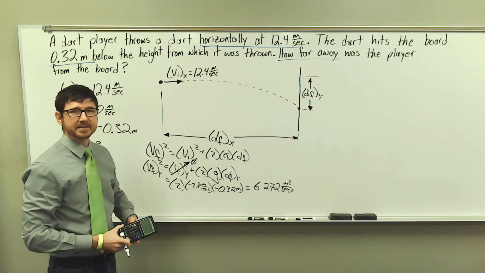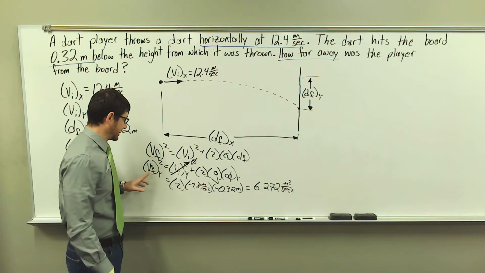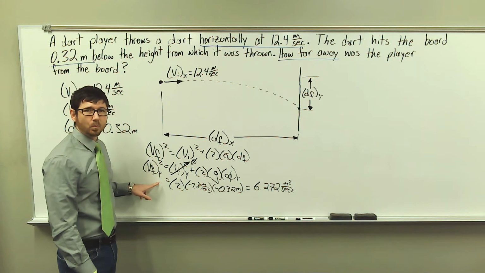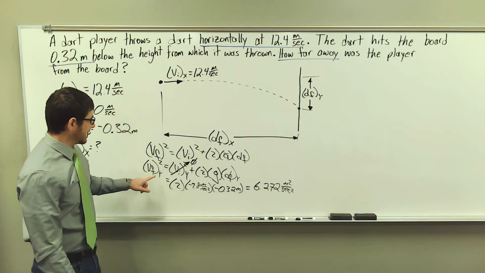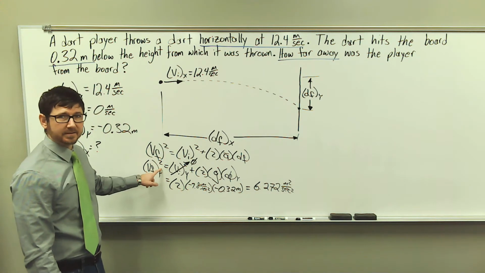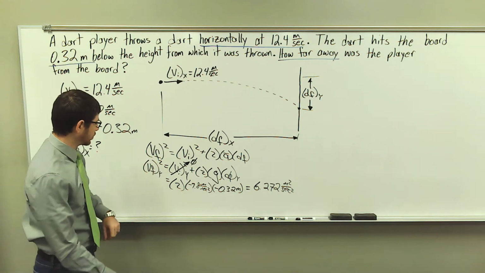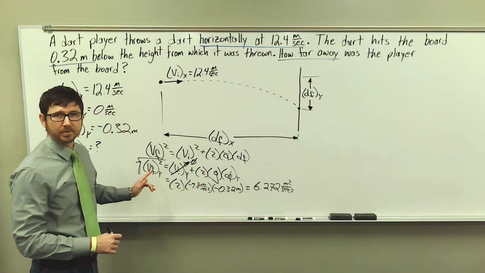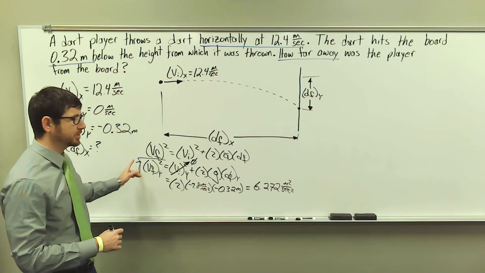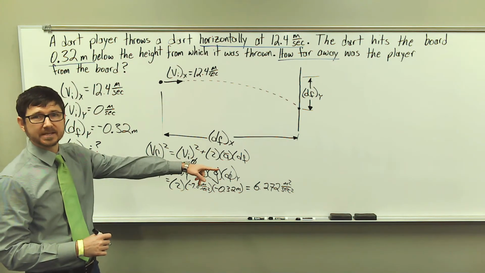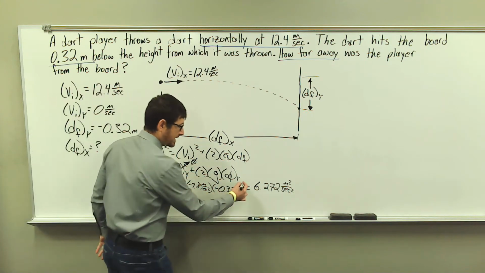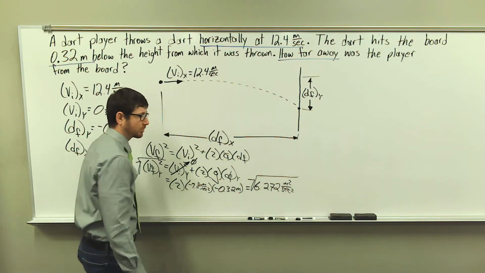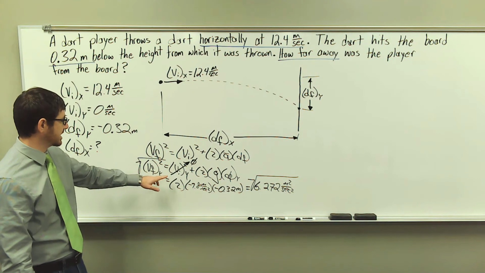Now, on the left-hand side of the equal sign here, we have final velocity in the y direction squared, and we need to get rid of this squared. Let's get rid of this exponent, and we're going to do that by taking the square root. But remember, to keep the equation balanced, what you do to one side, you have to do to the other side. So that means we have to square root the right side of the equal sign.